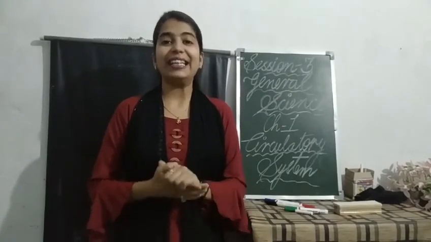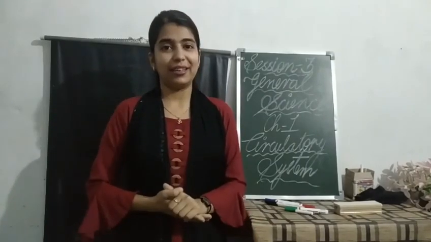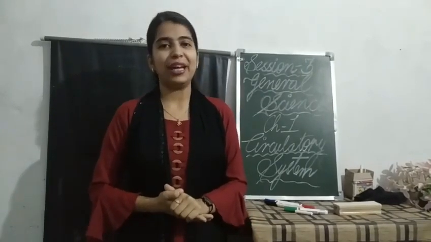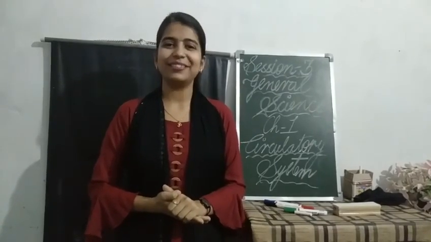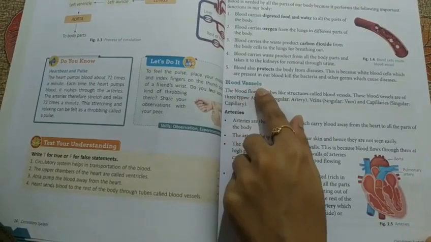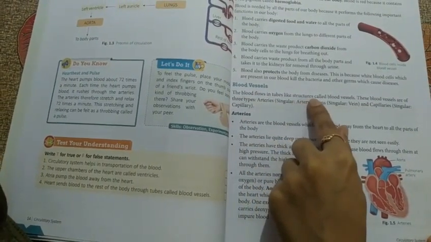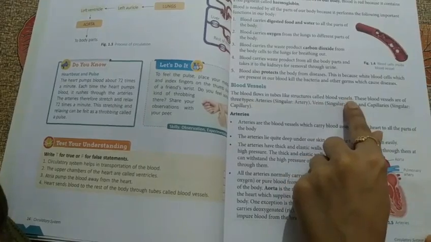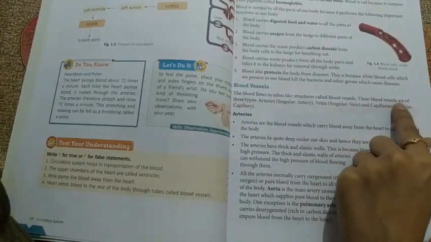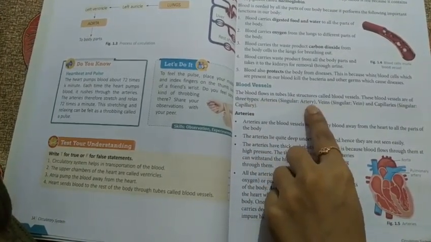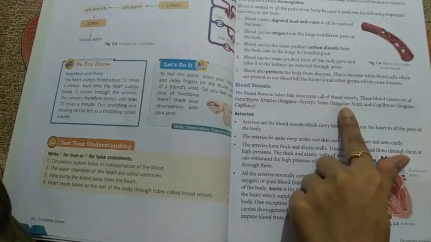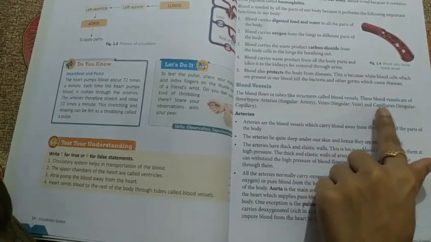So first, I'll take you to a reading of that part, and then I'll give you an explanation for that. Okay? Blood vessels. The blood flows in tube-like structures called blood vessels. These blood vessels are of 3 types: arteries, singular artery; veins, singular vein; and capillaries, singular capillary.